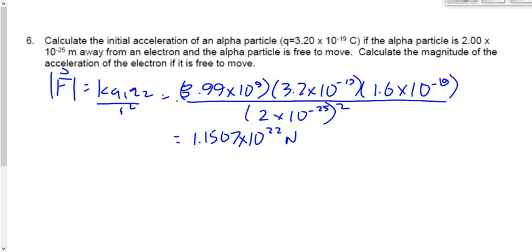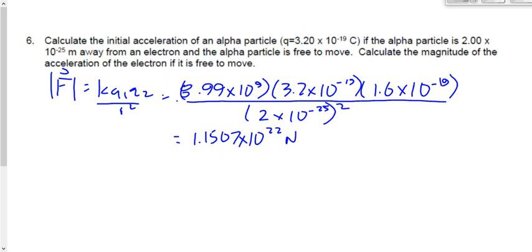Now, a couple questions here. Firstly, why did I not round that? Why didn't I round that to 2 or 3 digits? Yeah, I'm looking for the acceleration. I'm not looking for the force, so this isn't a final answer. Okay, good. Secondly, which force have I found? The force on the electron or the force on the alpha particle? Alpha particle, you're correct. Anybody say the electron?